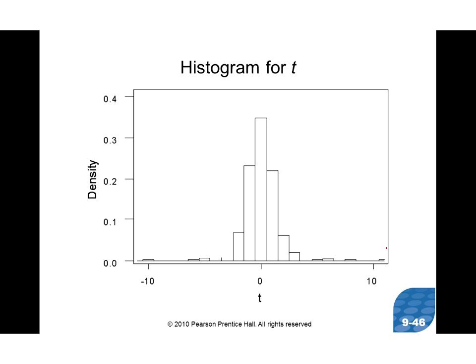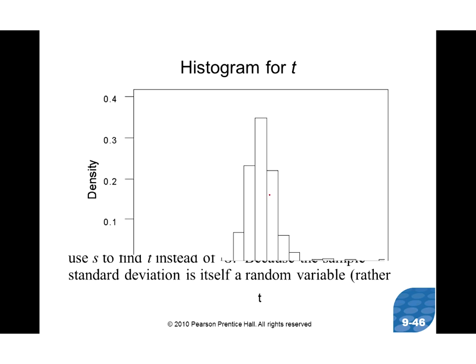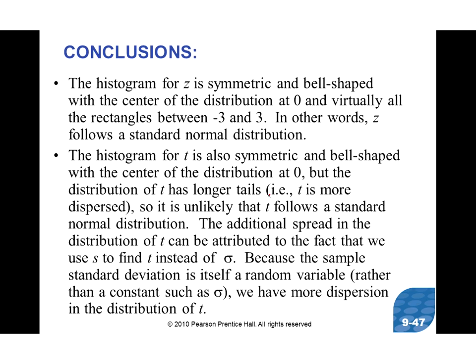Now the T looks a little bit different, okay? You've got some stuff going on over here. It's a little more spread out. It looks a little bit different, okay? So the big thing to tell here is that the histogram for that Z is symmetric, it's bell-shaped.